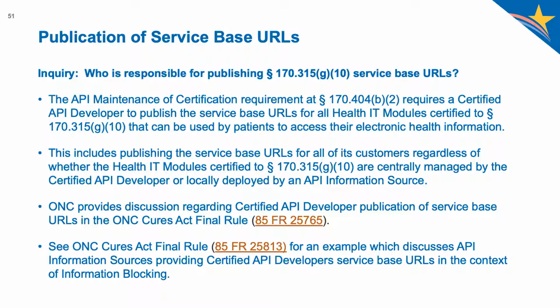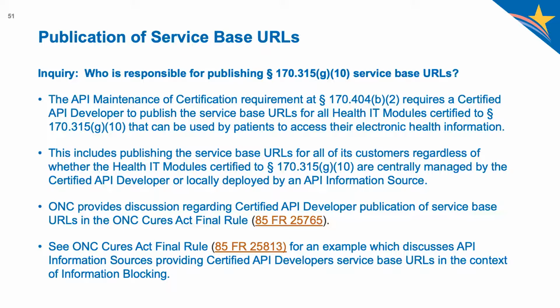And this is publication of service base URLs. So who is responsible for publishing the g(10) service base URLs? The API maintenance of certification requirement at § 170.404(b)(2) requires a certified API developer to publish the service base URLs for all health IT modules certified to g(10) that can be used by patients to access their electronic health information. This includes publishing the service base URLs for all of its customers, regardless of whether the health IT modules certified to g(10) are centrally managed by the certified API developer or locally deployed by an API information source.